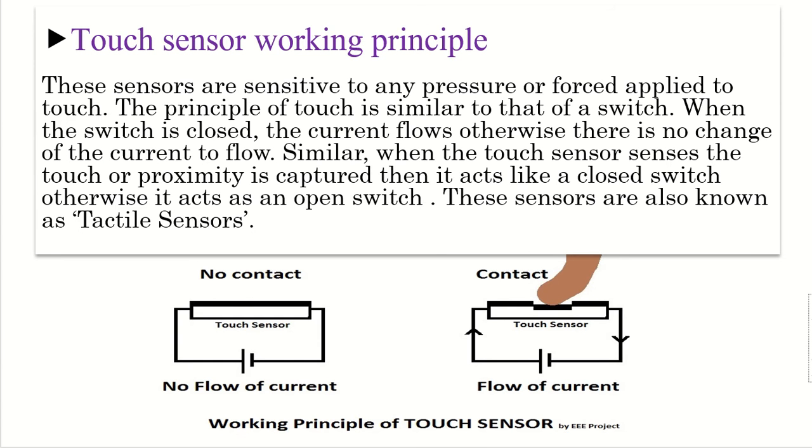Touch sensor working principle. These sensors are sensitive to any pressure or force applied by touch. The principle of touch is similar to that of a switch. When the switch is closed, the current flows. Otherwise, there is no current flow. Similarly, when the touch sensor senses the touch or proximity is captured, it acts like a closed switch. Otherwise, it acts as an open switch. These sensors are known as tactile sensors. Here we see there is no contact, so no flow of current. Here we have contact, then we have flow of current.